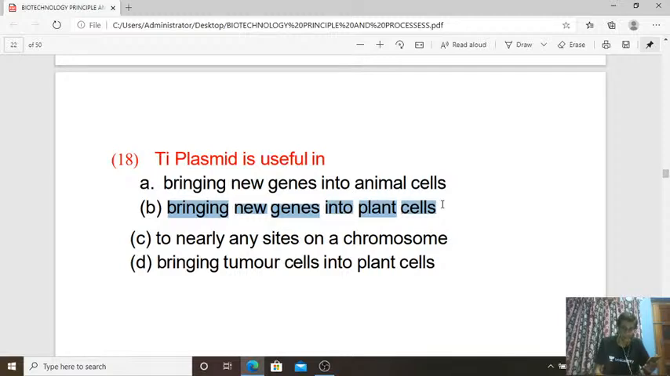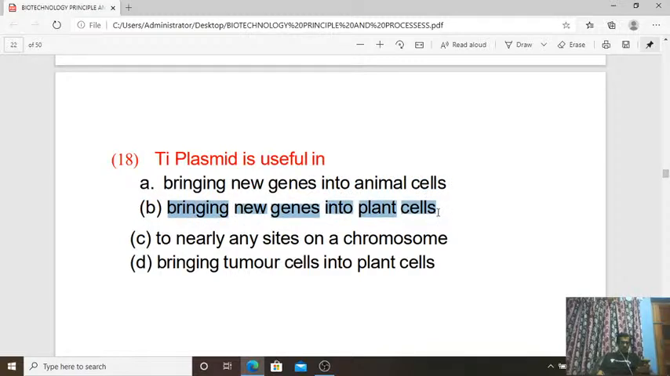B is the right answer, because if you are analyzing with respect to human benefit, it is bringing a new gene into plant cell using this Ti plasmid. We can introduce the required gene into Ti plasmid of Agrobacterium tumefaciens and introduce that into plant cell. As a result, the new gene will reach the plant cell. Here bringing tumor cells into plant cell is a general function. Regarding the biotechnological aspects, principle and process, B is the right answer.